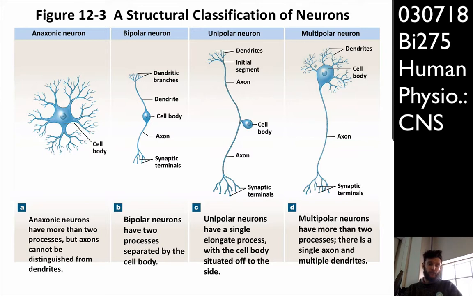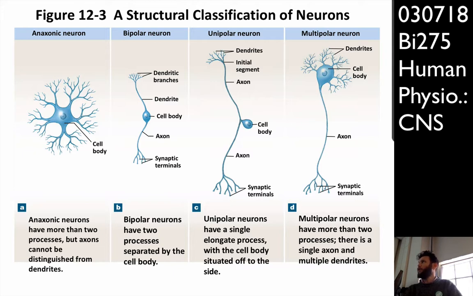Well, first, let's just go through them, I guess. Anaxonic neurons is the first category. These are neurons that do have a single axon. However, it's hard to tell them apart from the dendrites. They look like kind of just big stars with the axons and dendritic tree all being reasonably similar. So morphologically, you can't really distinguish them. You can't really distinguish the directional flow of information through that neuron.